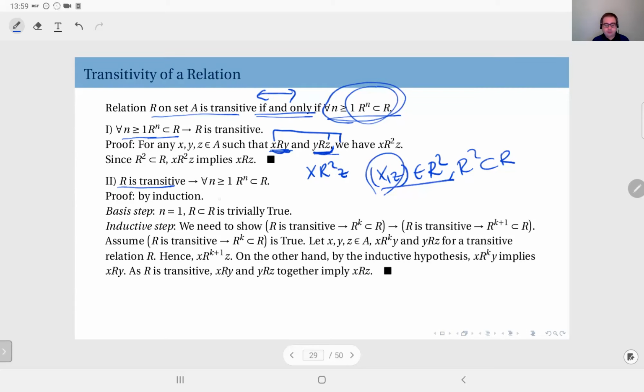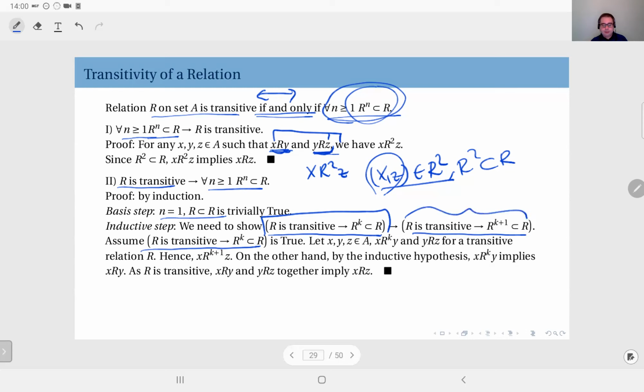When R is transitive, this subset relation is satisfied for any n, and we are going to prove this using induction. And our basis step is trivially true because when n equals 1, R is a subset of itself. It's true. In the inductive step, I need to show this implication. Okay, so this is true for n equals k, and this should imply the same statement for k plus 1. So we have implications inside implications, and this is going to be my inductive hypothesis, and I'm going to assume this. And from this, I would like to reach this.